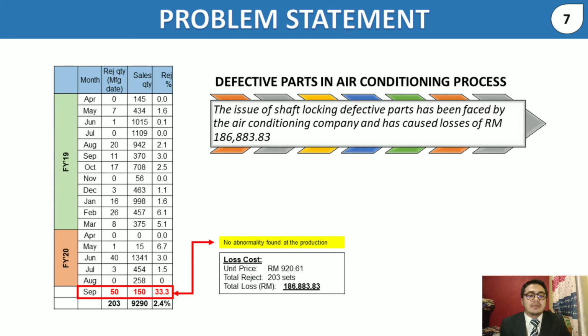The problem statement for this study is obtained from the issue faced by the air conditioning company. The company has been dealing with the same issue for the last 2 years. The issue of defective parts caused by shaft locking has caused losses of 186,883 ringgit. The primary purpose of this study is to identify and recognize the possibility of defects by enhancing the assembly phase of the air conditioning compressor in order to minimize the rejection of the part.